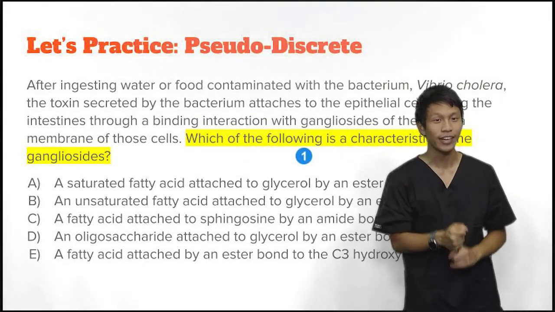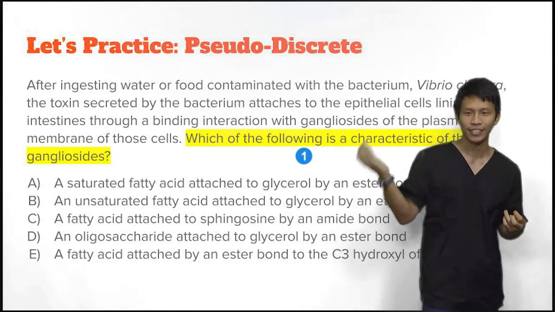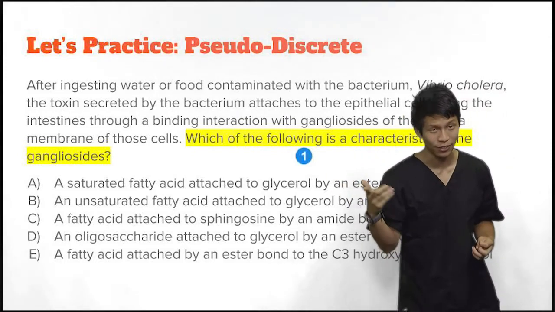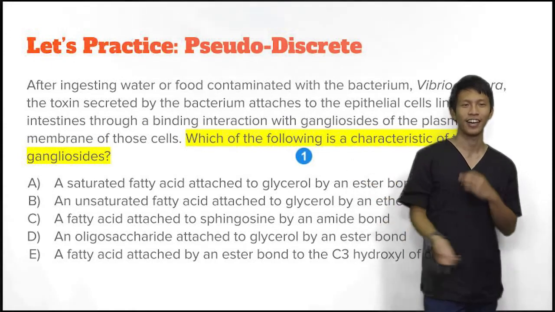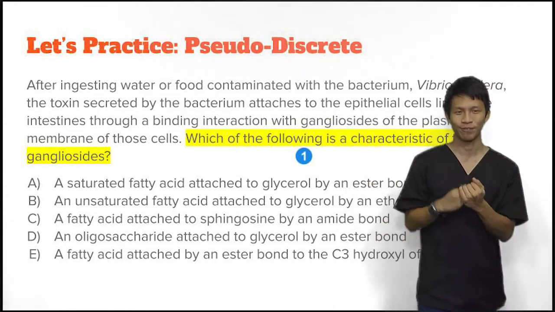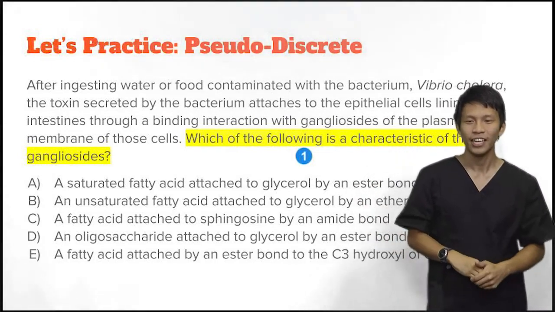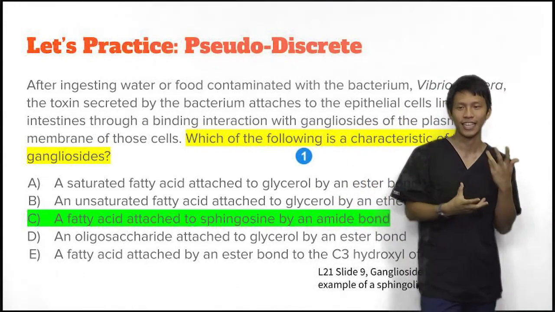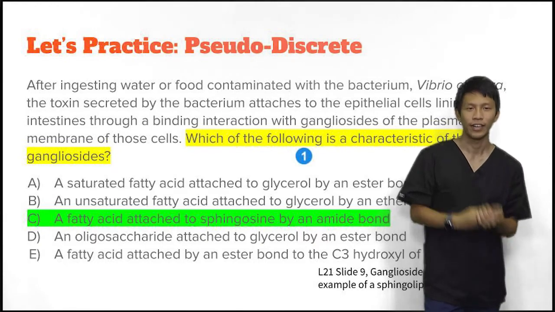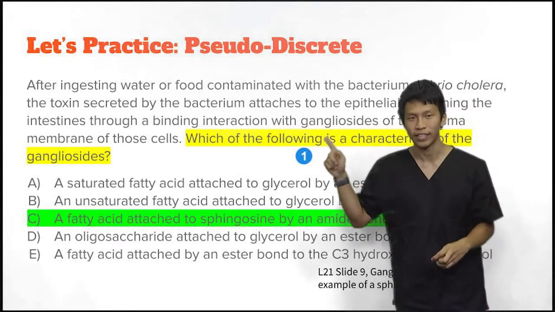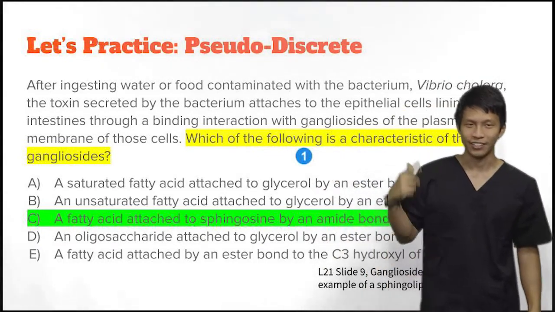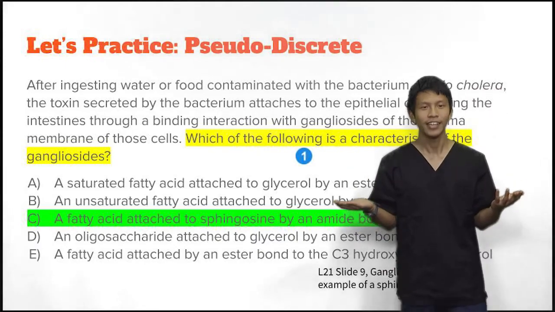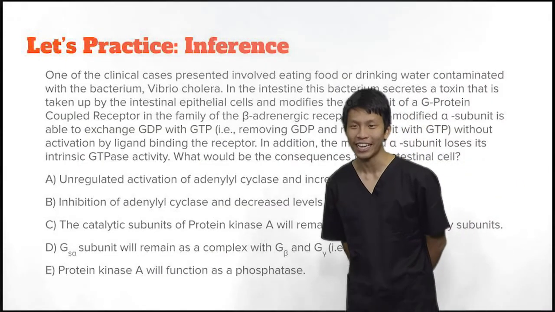So you can ask, what are gangliosides? That kind of sounds familiar, and if it does, that's good, because that's going to be related to those sphingolipids that he talks about in one of the lectures. I don't know if it'll line up exactly with how ours do, but a ganglioside is an example of a sphingolipid. So it's going to be answer choice C, a fatty acid attached to a sphingosine by an amide bond, right? Because sphingolipids have that unique amide bond in their structure. Okay, so that's pseudo-discrete.